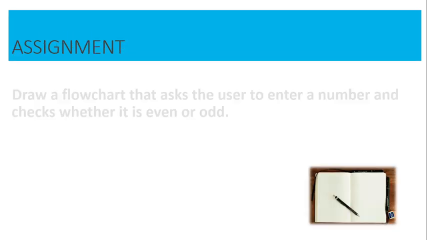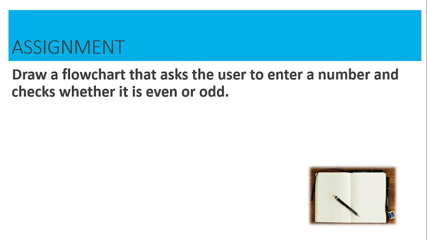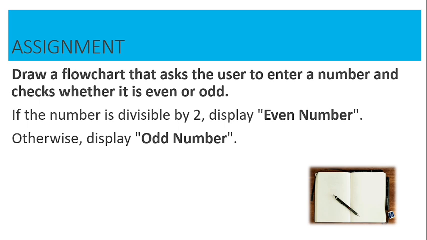Here is an assignment. Draw a flowchart that asks the user to enter a number and checks whether it is even or odd. If the number is divisible by 2, display even number. Otherwise, display odd number.